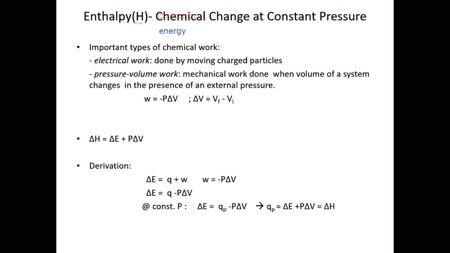In chemical changes, there are two important types of work. Electrical work is done by moving charged particles, like in redox reactions, where electrons are moved around. Now, pressure volume work is mechanical work: a system is either contracting or expanding. When work is done on the system, it contracts and volume decreases. When work is done on the surroundings, the system expands and volume increases. This typically involves reactions that have gases.